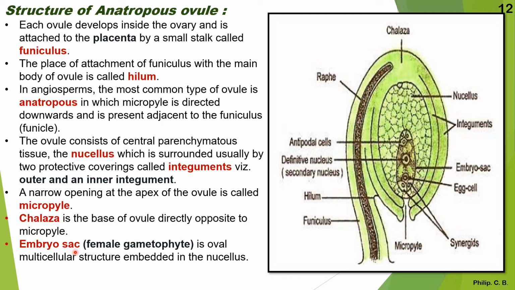Further, the embryo sac, that is the female gametophyte, is an oval, as you can see in this image, multicellular structure embedded in the nucellus, as it has many cells, as we learn further, the 8-cell stage, right?